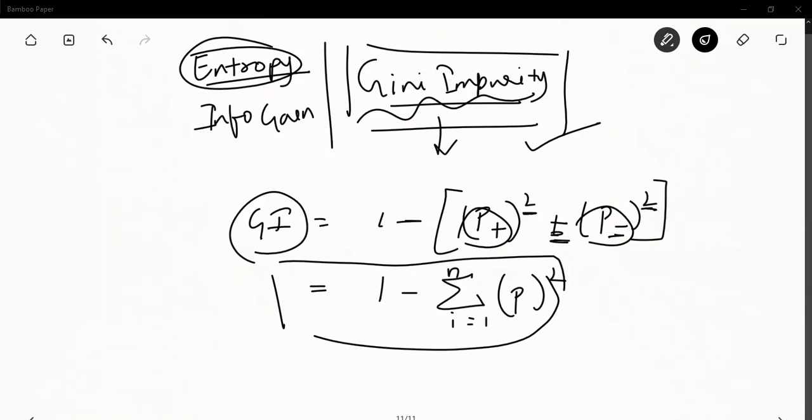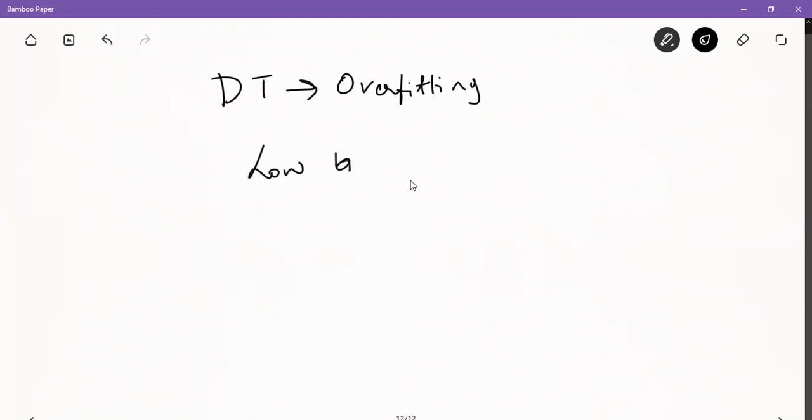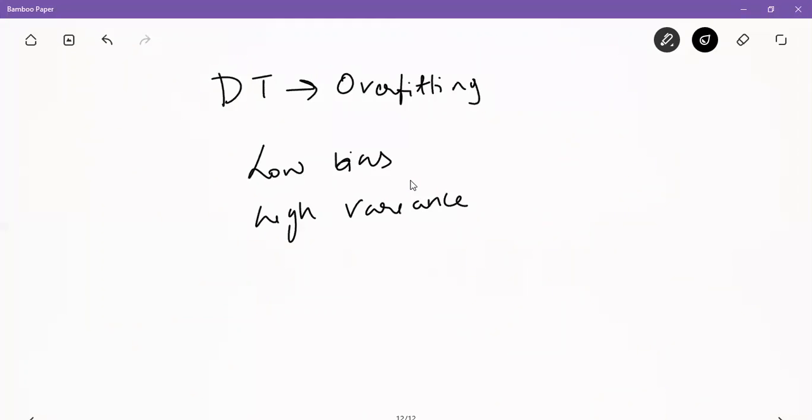We do have one more thing left to discuss. Decision tree usually results in the problem of overfitting. Overfitting usually means low bias, high variance, right? Low bias, high variance means the accuracy on the training data set is usually very high, and the accuracy on the test data is very low.